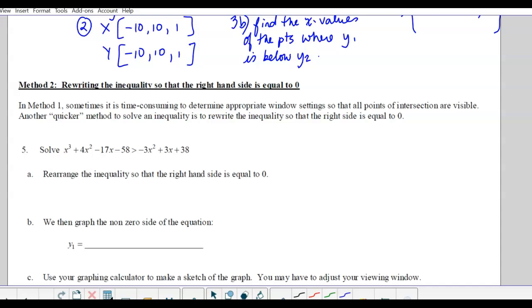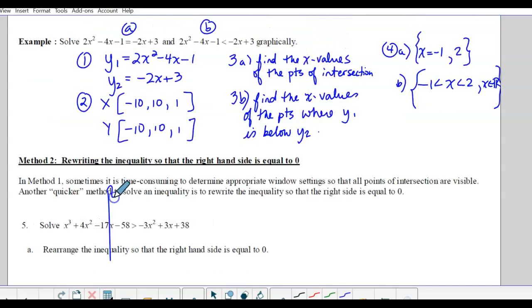So solve this inequality. We've got a cubic there, a quadratic there. It prompts you to rearrange the inequality so the right-hand side is equal to 0. So you're going to bring everything over.